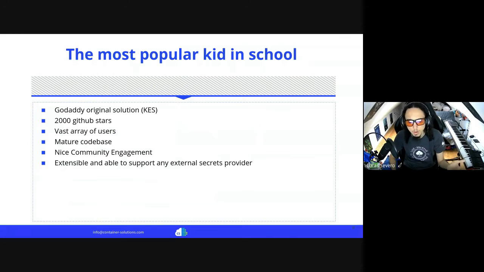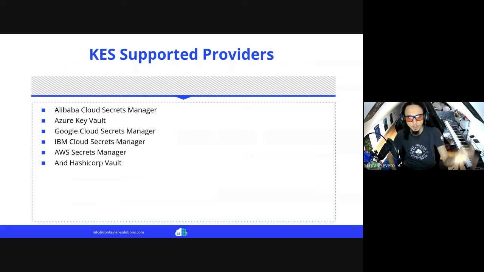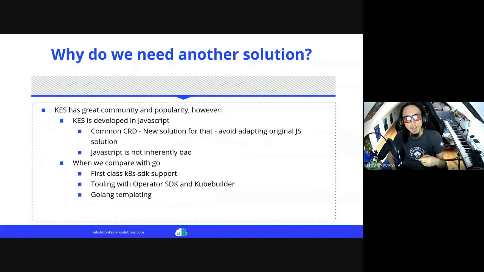So if you go to the official Kubernetes Slack and you go to the External Secrets channel, they were using that before, and now we are using this as well. And it is also extensible, and you're able to add new providers easily. So it was a nice solution. They supported these providers, and you can look at the repository to be sure. But okay, so they are a nice solution. They seem to be popular and they have traction. So why do we need a new solution?